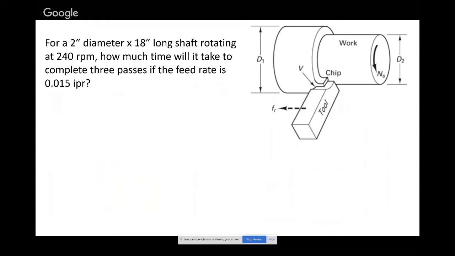For a 2-inch diameter, 18-inch long shaft rotating at 240 RPMs, how much time will it take to complete 3 passes if the feed rate is 0.015 inch per revolution? Okay, now we need to be clear. This is inch per revolution. So at some point, we're going to need to multiply this by a revolution per minute in order to end up with something that has to do with time, and that's where we're going to get our time.